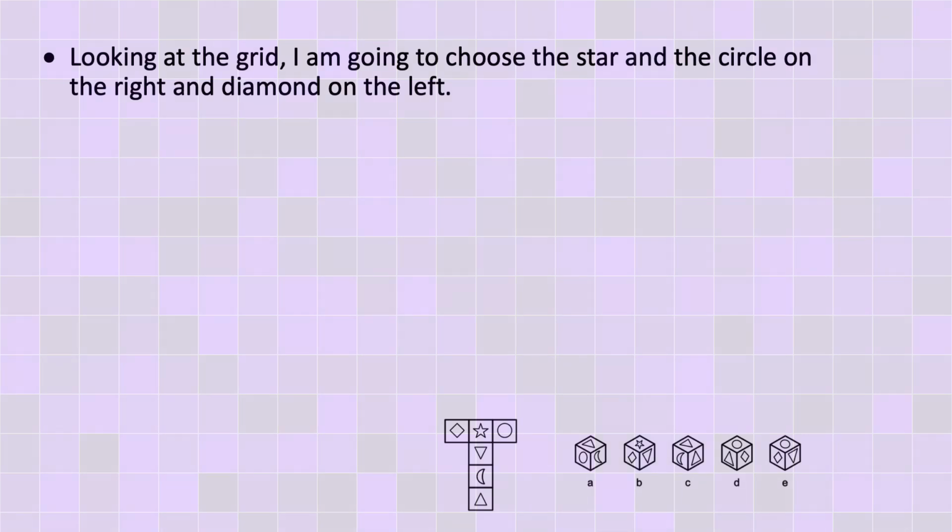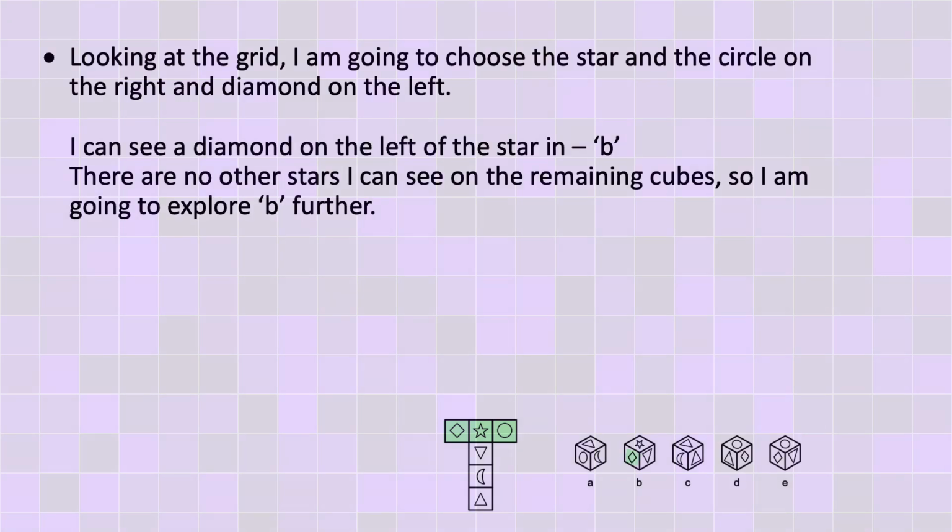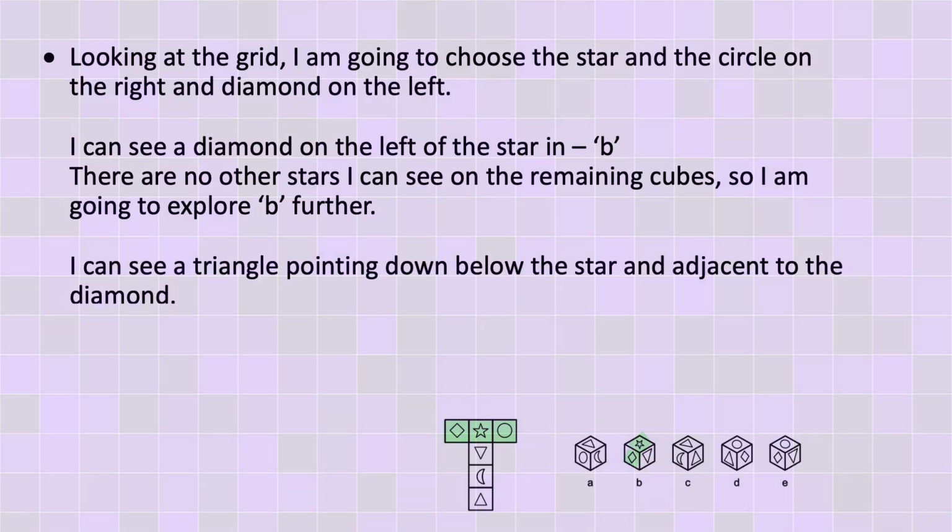Looking at the grid, I'm going to choose the star and the circle on the right and the diamond on the left. I can see a diamond on the left of the star in B. There are no other stars I can see on the remaining cubes, so I'm going to explore B further. I can see a triangle pointing down below the star and adjacent to the diamond.